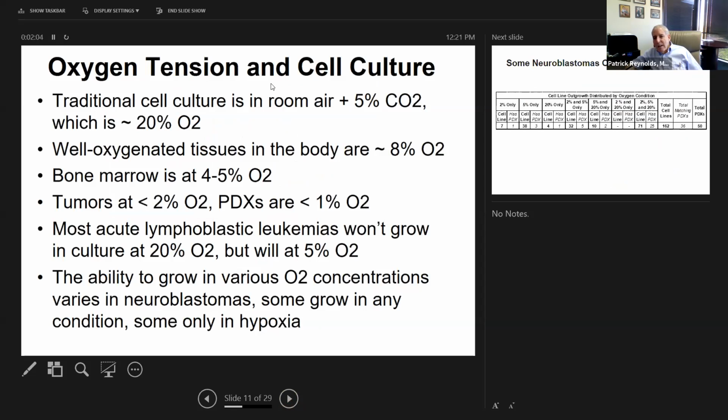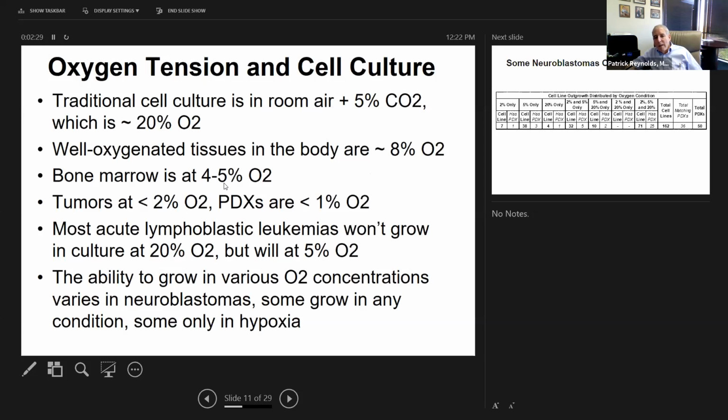Oxygen tension in cell culture, and why are we doing this? Traditional cell culture in room air is typically room air plus 5% CO2, which is close to 20% O2, and there's nothing like this in the body. The well-oxygenated tissues are around 8% oxygenated in the body. Bone marrow, as I mentioned, is 4 to 5%.